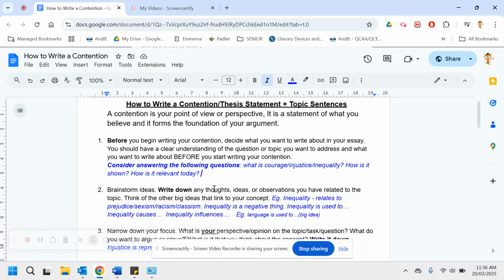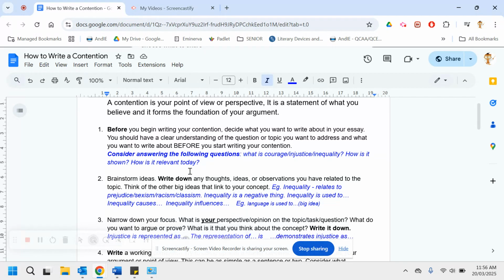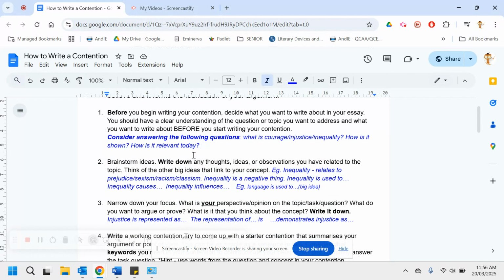So, before you're starting to write your contention, you're asking yourselves these things. You're brainstorming ideas, writing down any thoughts, any observations, any ideas you have relating to your chosen concept. So, for example, if you're doing inequality, well, you're like, well, yeah, inequality relates to prejudice. It relates to sexism, racism, classism. Inequality does not just have to do with racism, right? It's about one group having more than another. So, what is it that I can think about? So I would be sitting there and brainstorming any ideas or any thoughts that pop up with the concept.